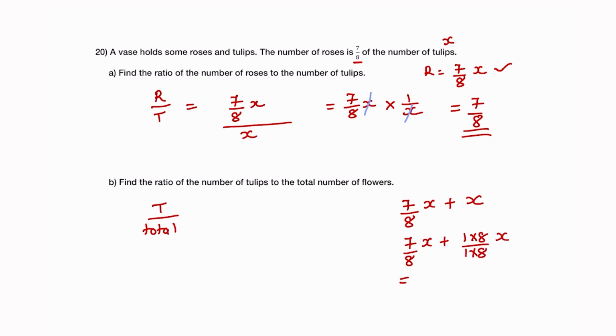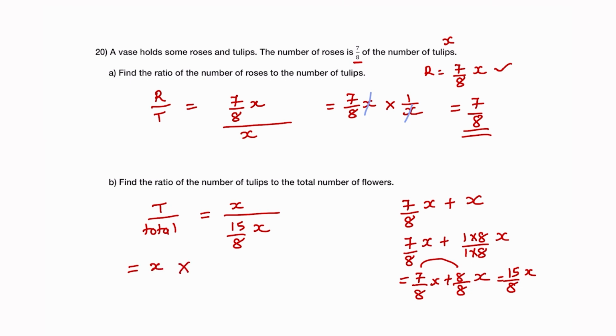So that's basically 7/8 x plus 8 upon 8. Now the denominators are the same. So we have to add these 2, which means it is 15 over 8. So the tulips is x divided by 15/8 x. And we say this is x. Now this division becomes multiplication and we inverse the ratio. So this becomes 8 over 15 x here. Again, we will cancel this x and x. That means the answer is 8 over 15.